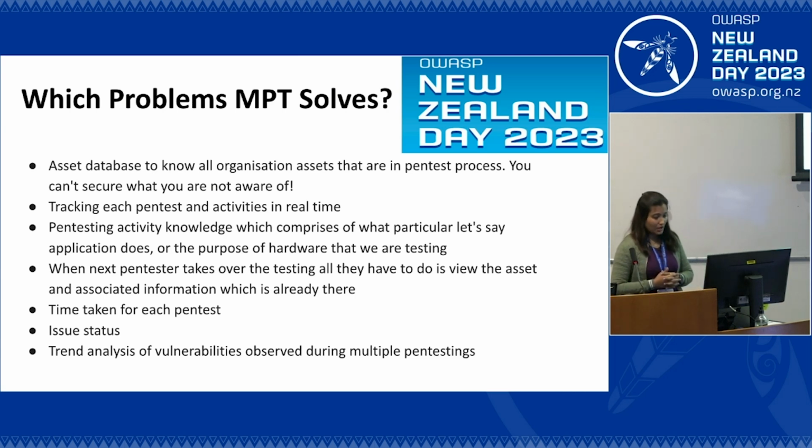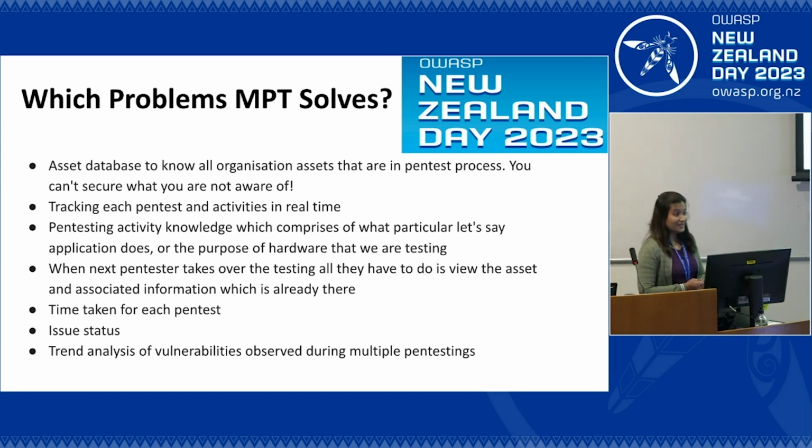So basically you can do knowledge transfer. When the next pen tester takes over testing, all they have to do is view the asset and associated information which is already there. So as I mentioned in the last scenario, if your next pen tester wants to take over the testing from now onwards, all they have to do is go back to the DB, look at all the information that has already been tested and the knowledge in the DB, and just take it from there.